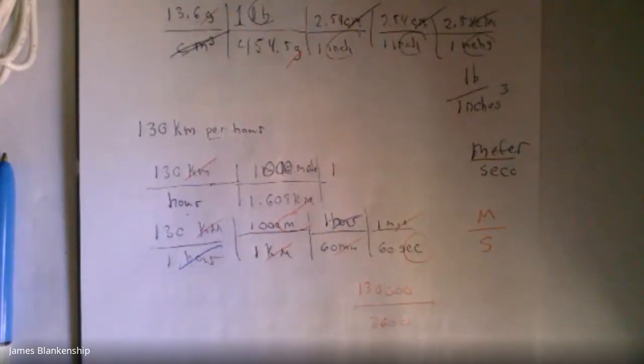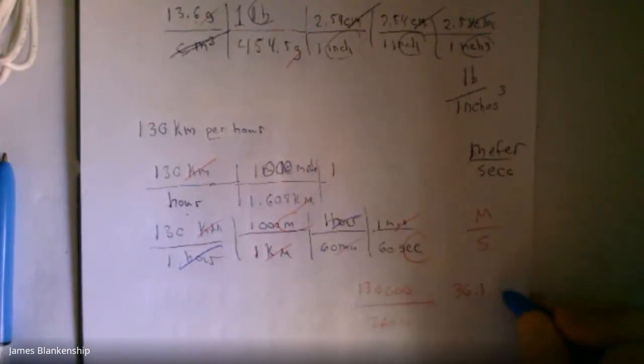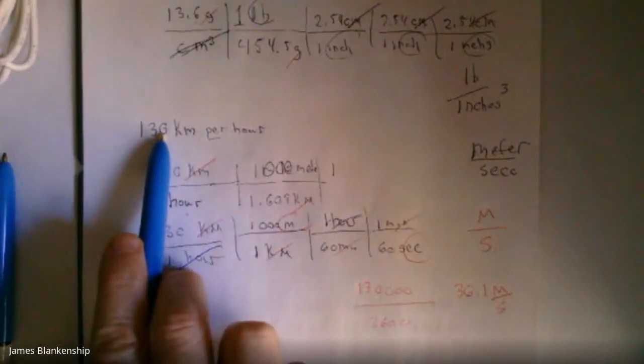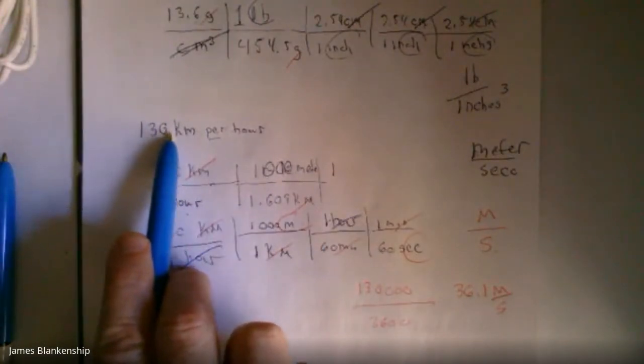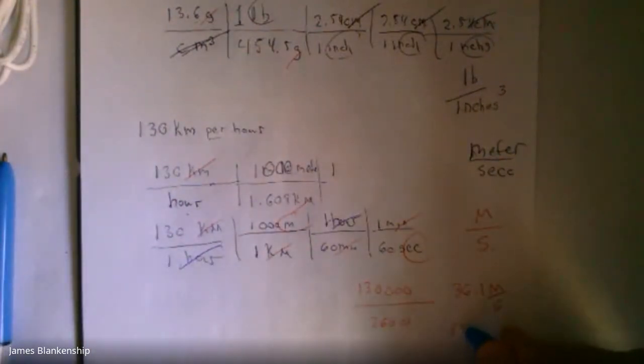And say 130,000 divided by 3,600 tells me that I'm going 36.1 meters per second. Now, because there's no decimal at my 130, I'm going to say that 0 is not significant, so I would report this as 36 meters per second.